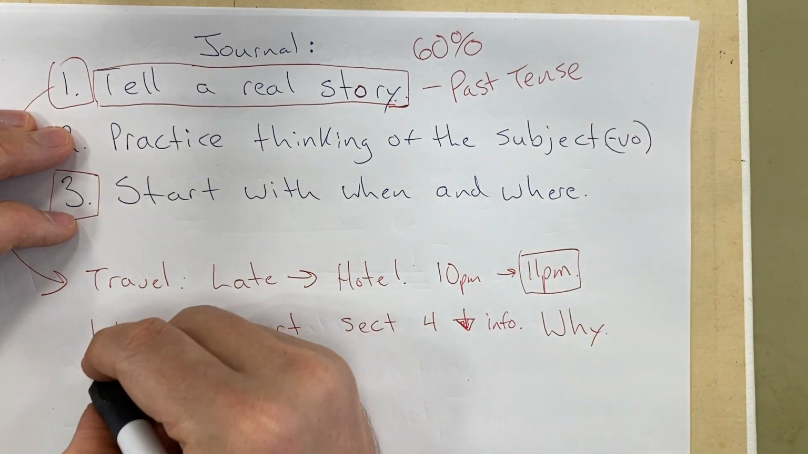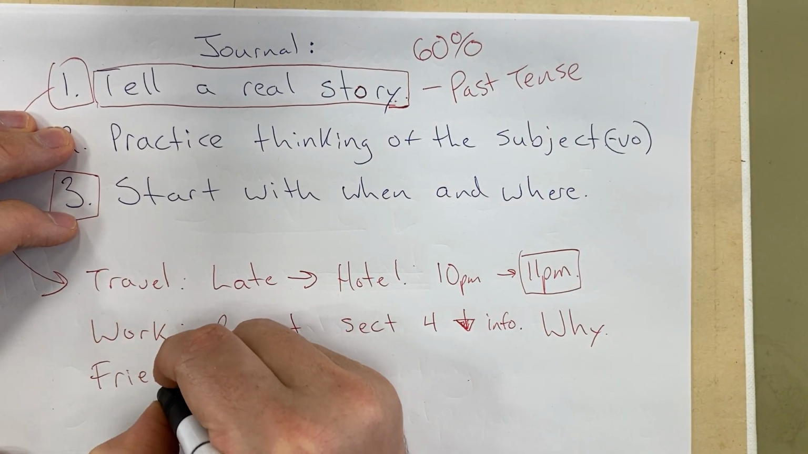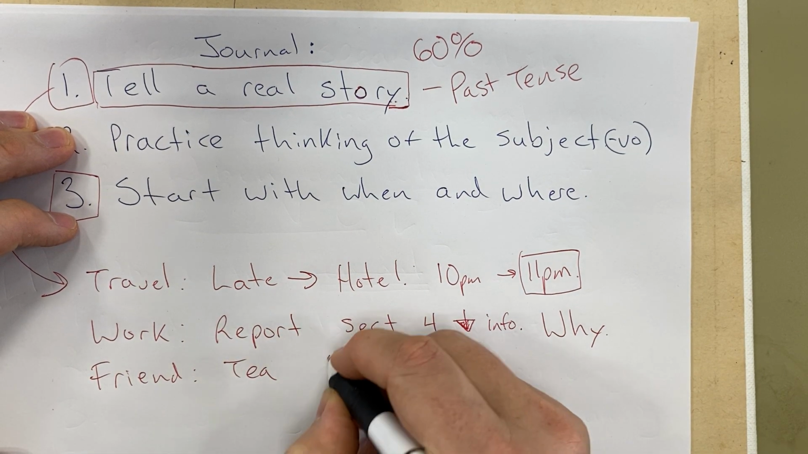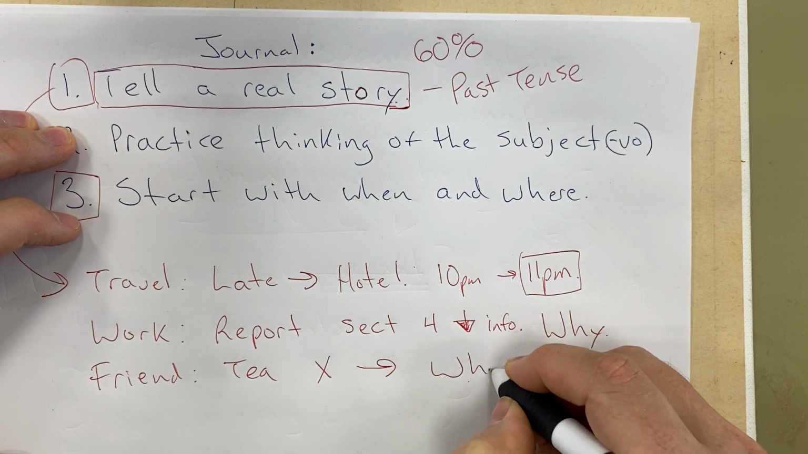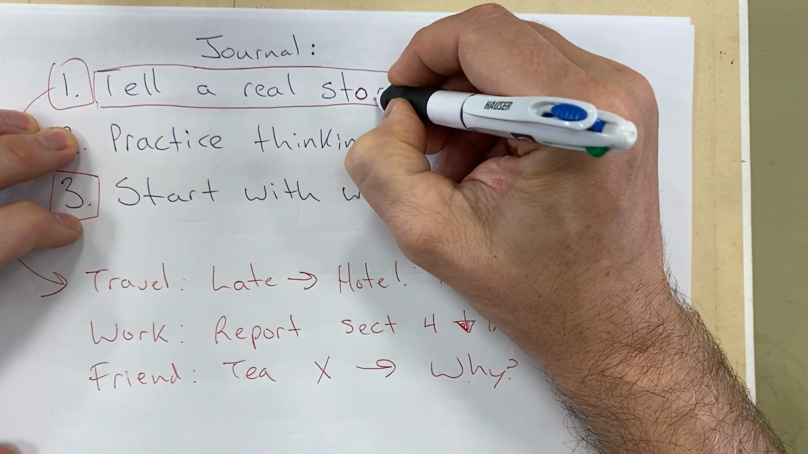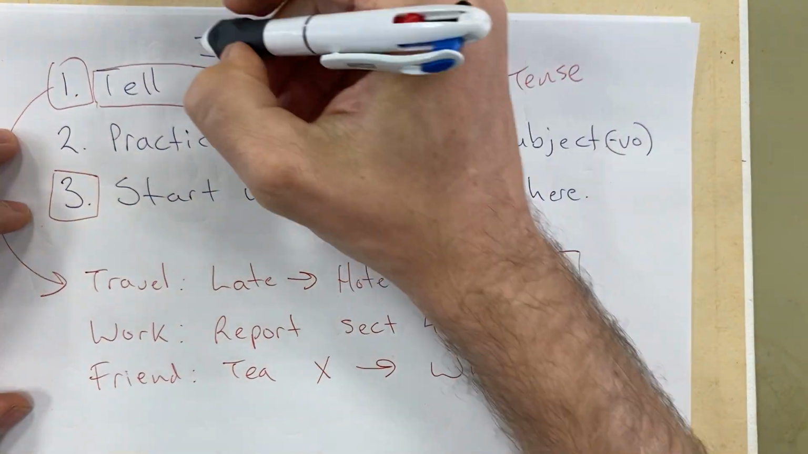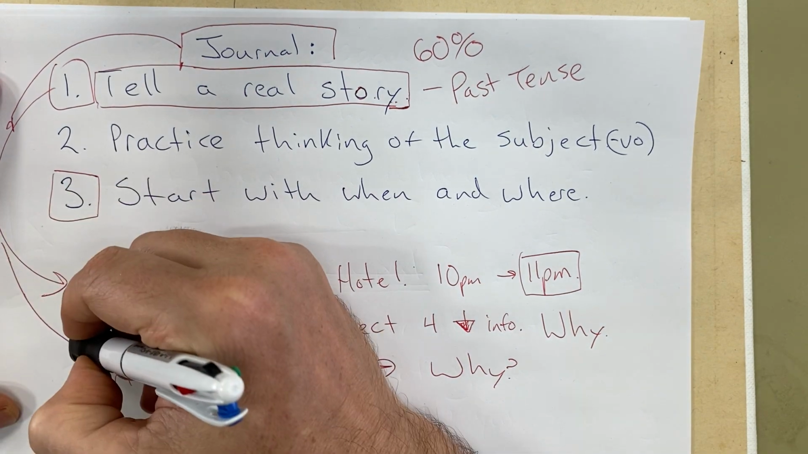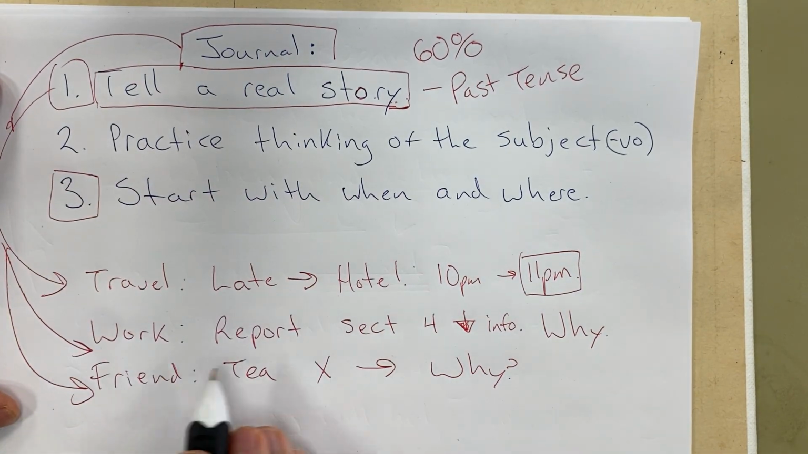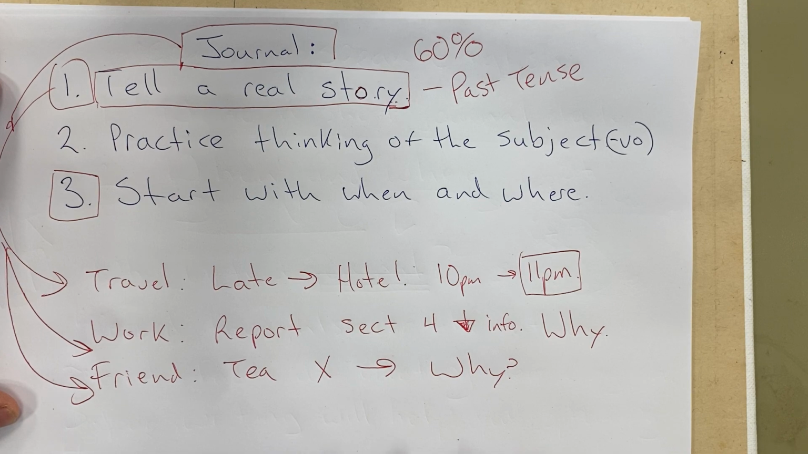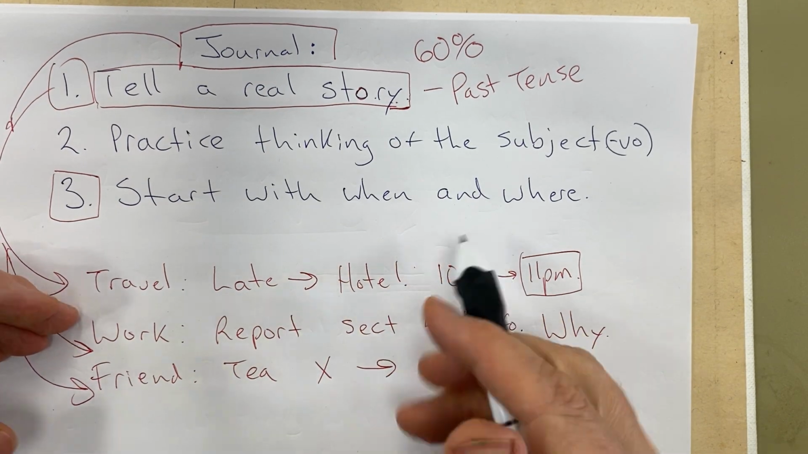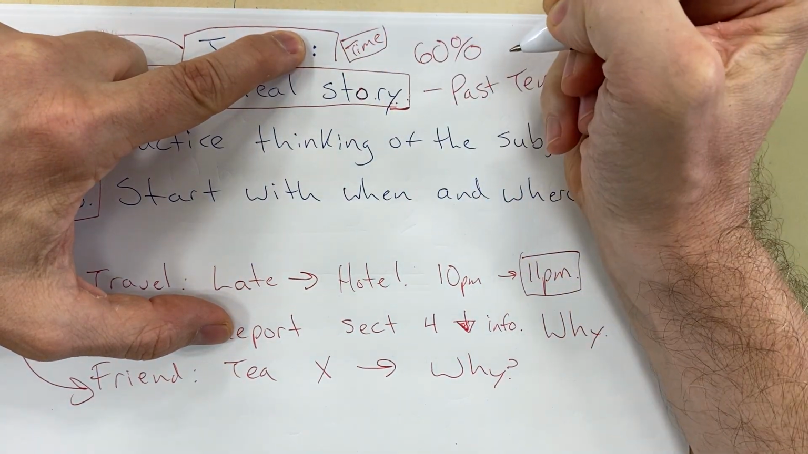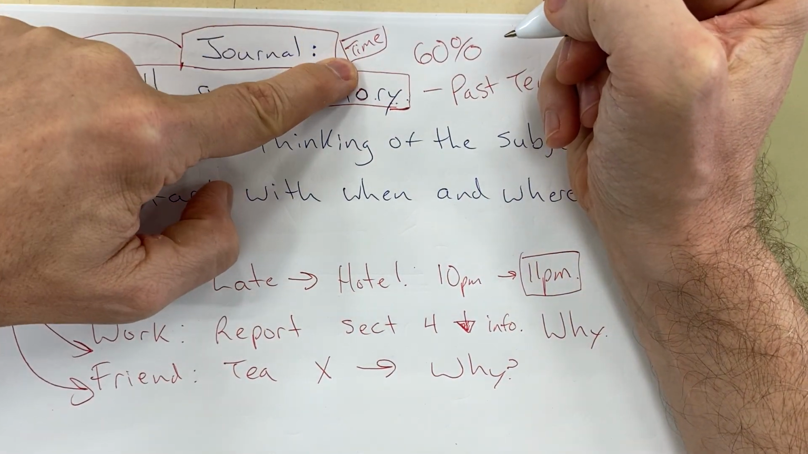And there's many other situations. If you're meeting a friend and you were supposed to bring some tea and you didn't bring the tea, your friend will ask you why, and again, you need to tell the real story. So, a journal is telling a real story, which will lead you to be able to tell these stories in English face-to-face quickly. When you do it in your journal, you have time, you can go slowly, and then you will get faster and faster as you write your journal more.